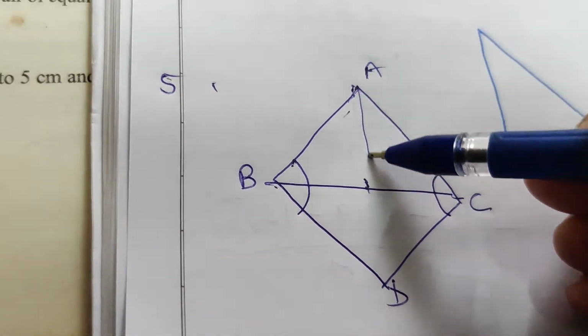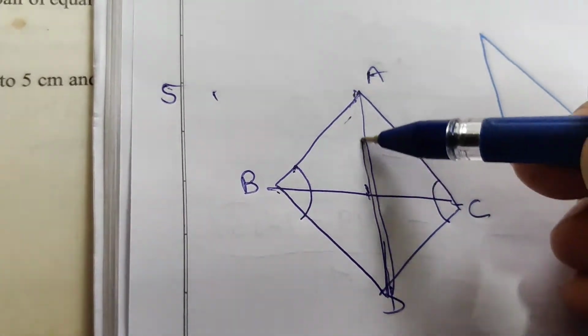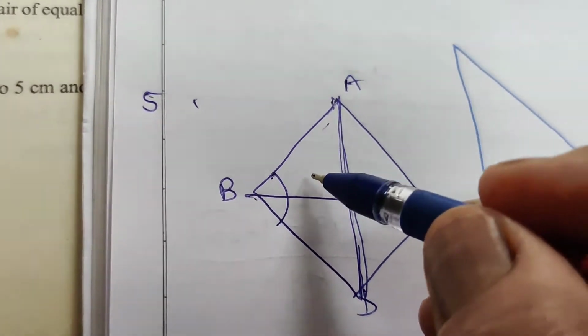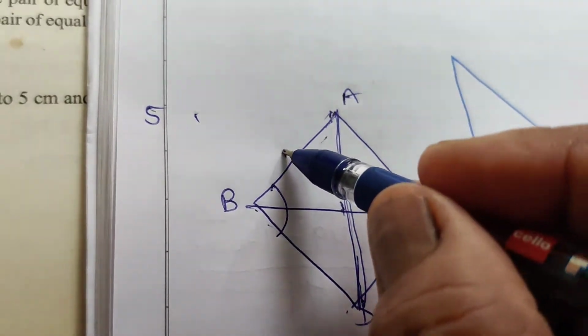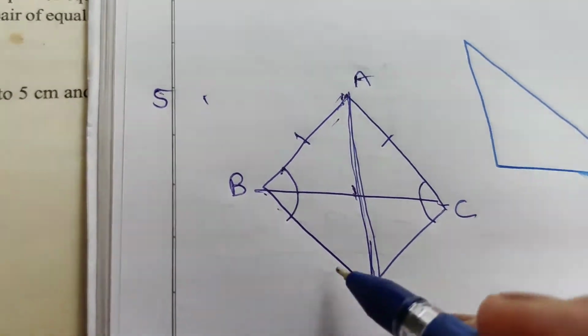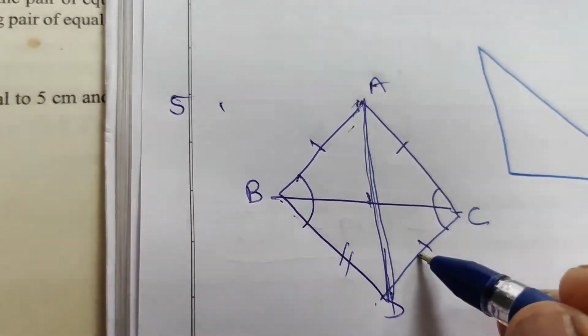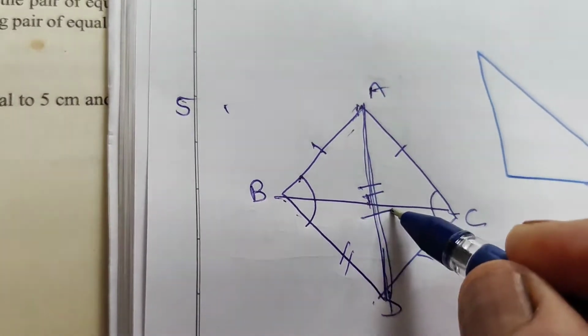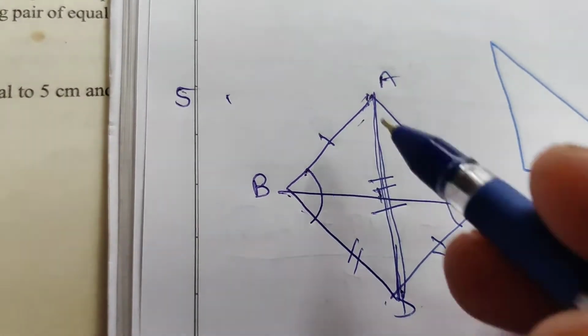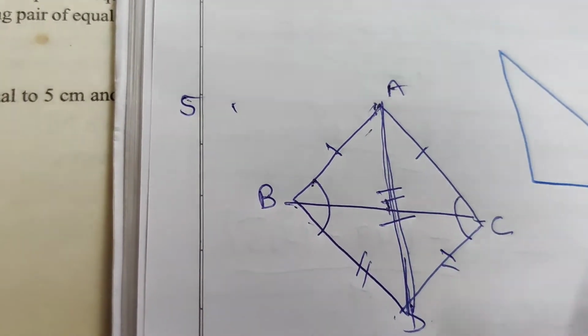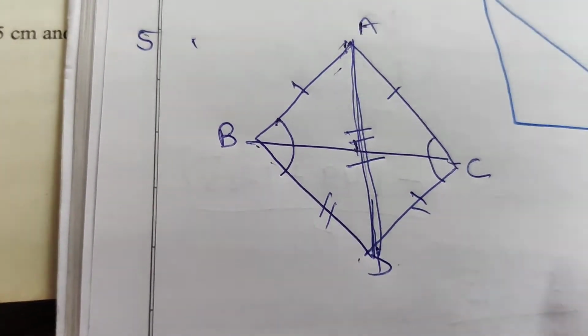Join AD. In triangles ABD and ACD, AB equal to AC given, BD equal to CD given, and AD equal to AD common. Therefore, angle ABD and ACD are equal by CPCT.